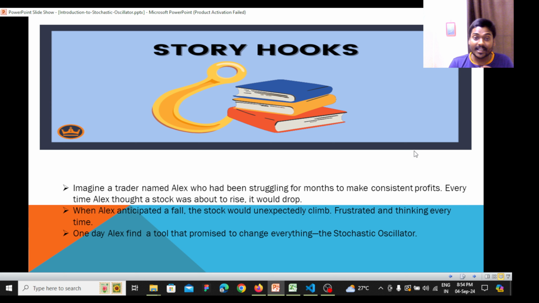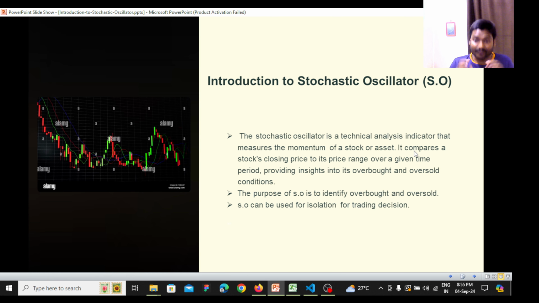So here is the introduction to the stochastic oscillator. What is the stochastic oscillator? The stochastic oscillator is a technical analysis indicator that measures the momentum of a stock or asset. It compares a stock's closing price to its price range over a given time period, providing insight into overbought and oversold conditions. These two concepts, overbought and oversold, we will clarify in detail in the next slide.